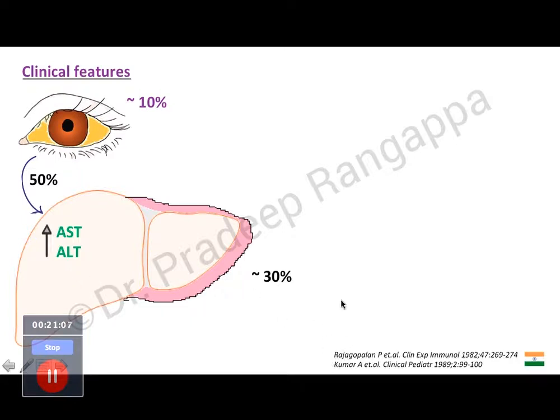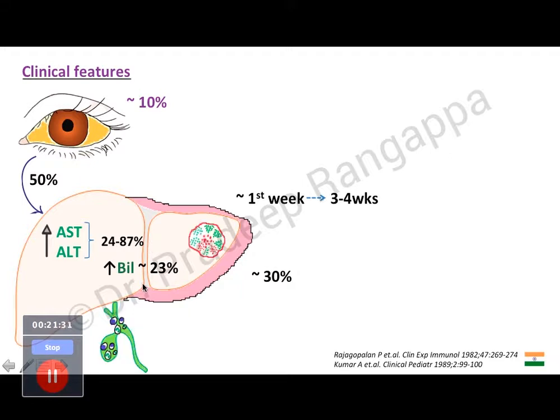And hepatomegaly is present in around 30% of the patients. In malaria, you saw 60%. In typhoid, 30% of the times they can have hepatomegaly. And hepatomegaly starts in the first week and lasts up to 3 to 4 weeks. And there can be tender right hypochondrium, and increase in the AST-ALT happens in 24 to 87%, and increase in bilirubin happens in around 23% of the patients.